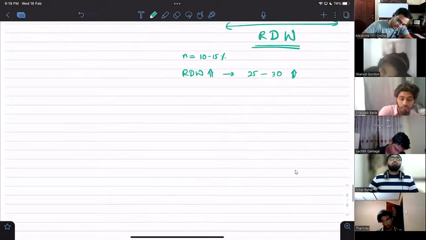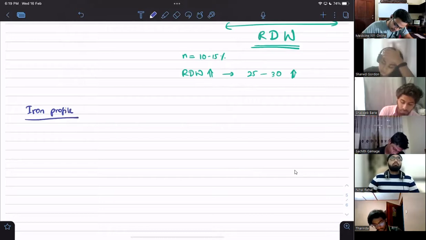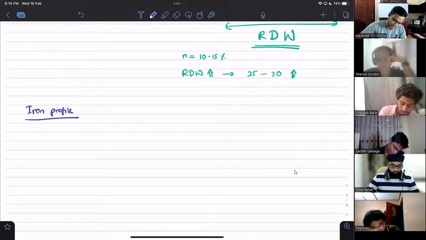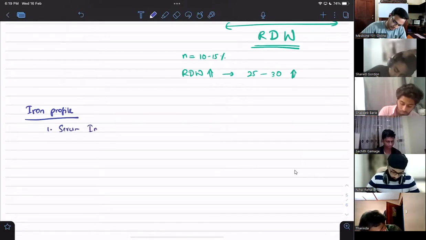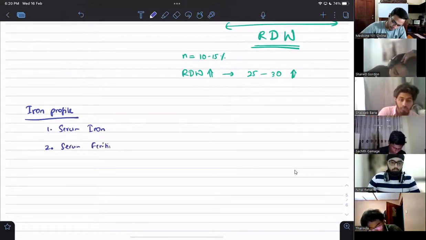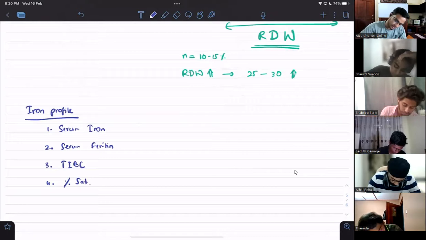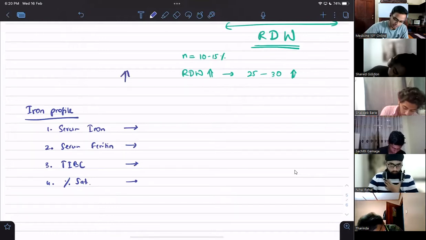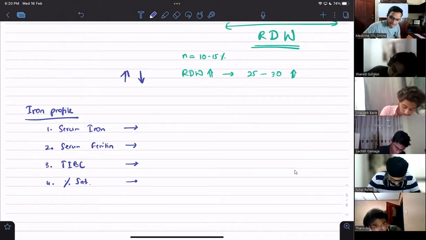Then we come to the iron profile. Now you all tell me, in the iron panel, what do you see? First, I will put serum iron, serum ferritin, total iron binding capacity and percentage saturation. Tell me up or down arrow, increased or decreased?